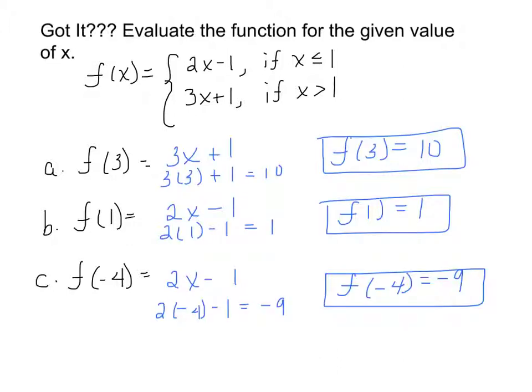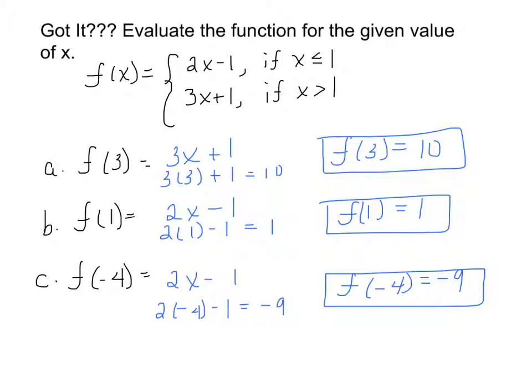Okay, so for the first example, my x value is 3, and you know that 3 is greater than 1, so we have to use the second function. Plugged it in, and I got 10. And notice how I'm writing the answers. Make sure I write that right. The second example, x was 1. We know that 1 is less than or equal to 1, so I have to use the first function. And plugging 1 in, I get 1. So f of 1 is 1.